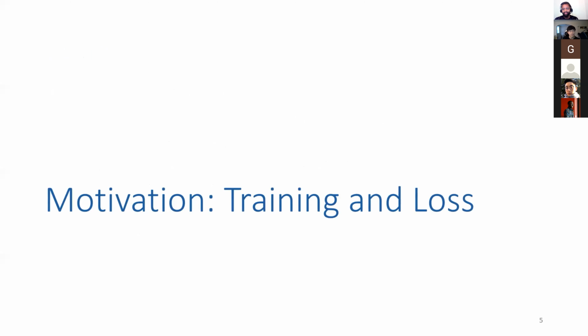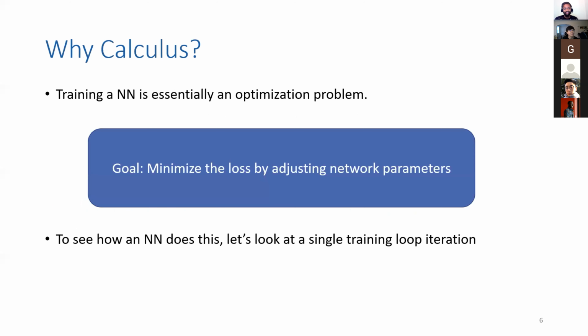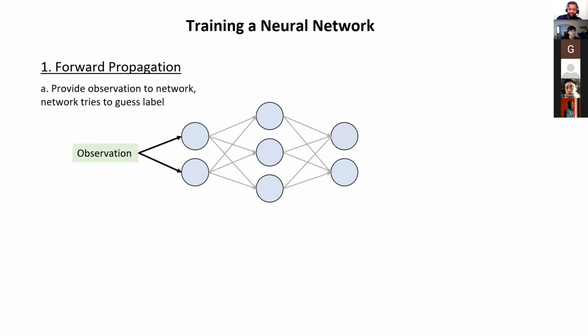So motivation, training, and loss. An important question is why calculus? Of all math topics, why are we talking about derivatives here? A key point that's easy to miss is that training a neural network is essentially an optimization problem, and calculus is used a lot in optimization. The goal of the optimization is to minimize the loss by adjusting the network parameters. To see how a neural network does this, we're going to look at a single training loop iteration. This diagram might look familiar. It was in the write-up, but we're going to step through it together.